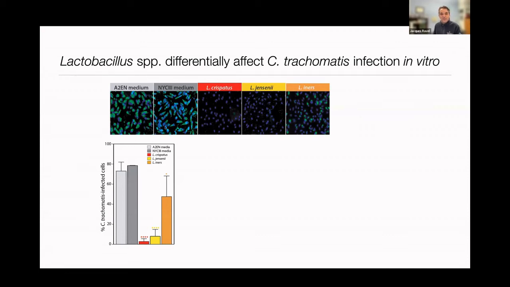You get a pretty strong infection. If you expose cells in our 3D biomimetic model of the vaginal epithelium to Lactobacillus crispatus, what you see is that we cannot infect chlamydia after exposure to crispatus, to Jensenite. But when we expose it to Lactobacillus iners, the infection actually does proceed.